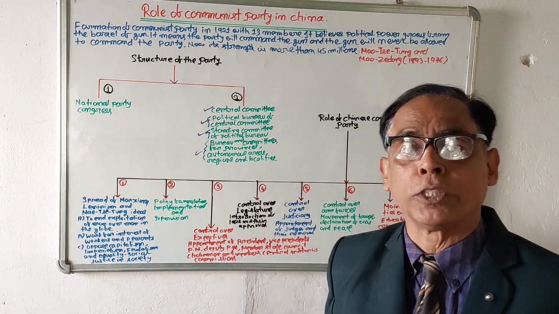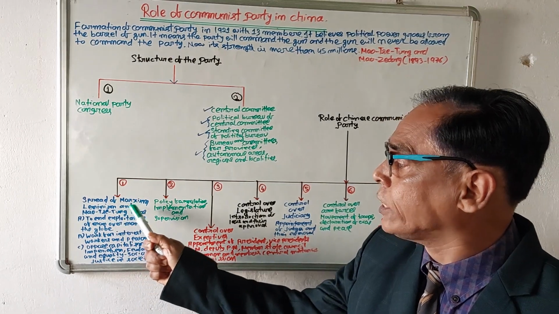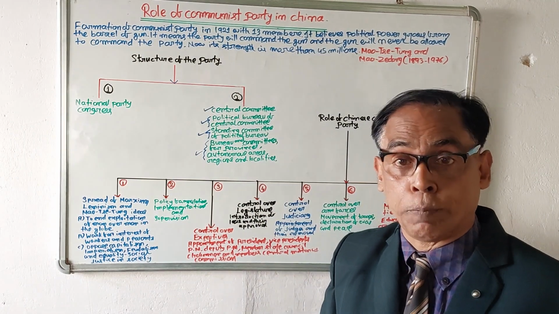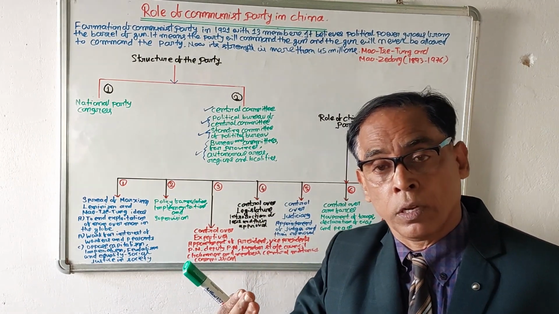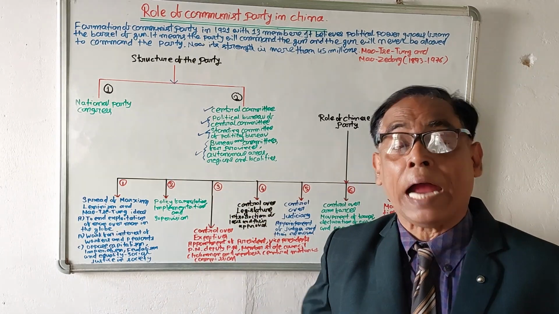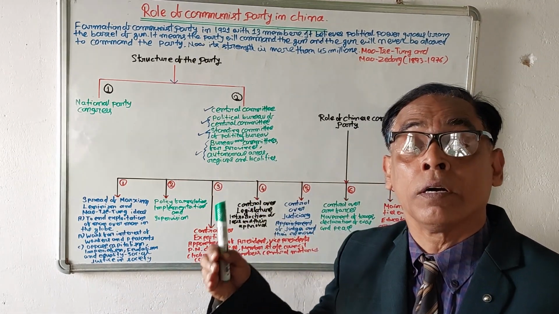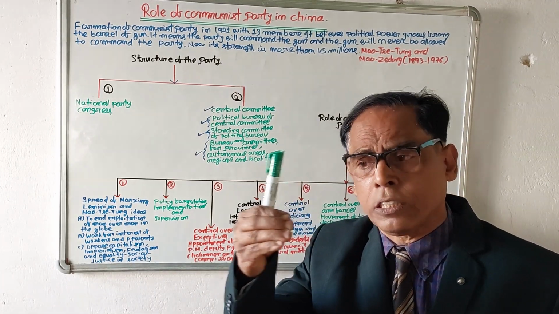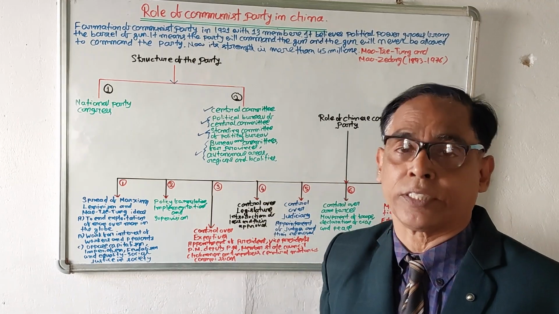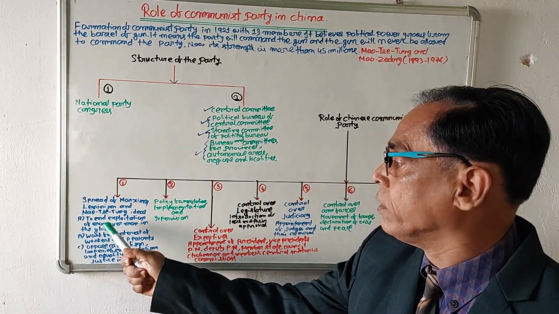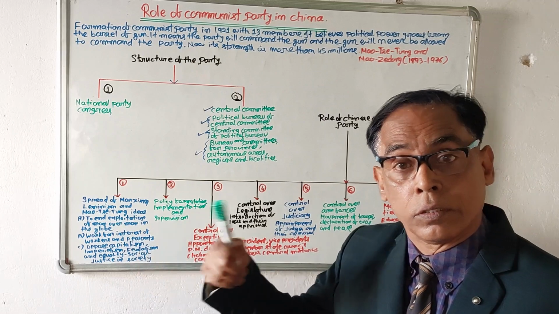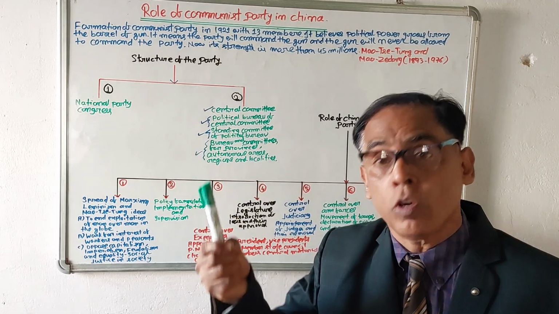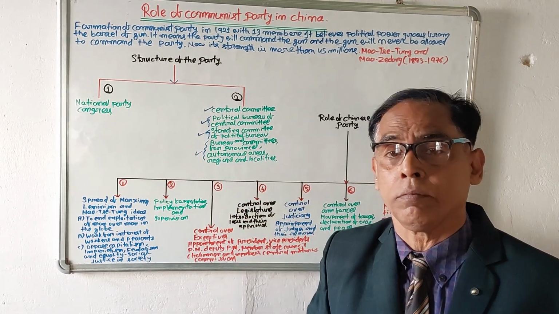The first role of the Communist Party of China is to spread Marxism, Leninism, and the ideas of Mao Zedong. The first object of the Communist Party of China is to spread the ideas of Karl Marx, the ideas of Lenin, and the ideas of Mao Zedong. And the ideas of these three philosophers have some common things. For example, the Communist Party wants to implement the following ideas of Karl Marx, Lenin, and Mao Zedong.